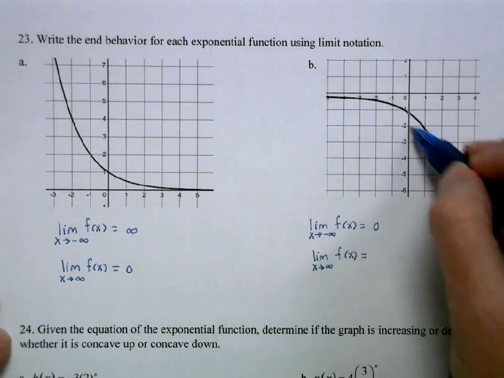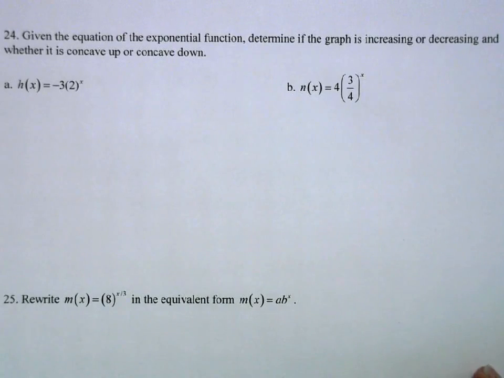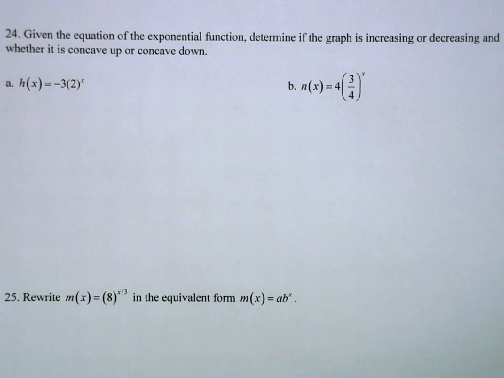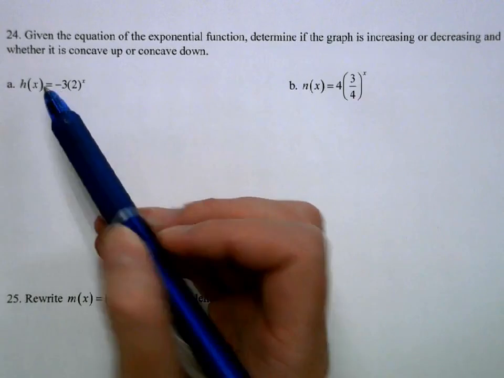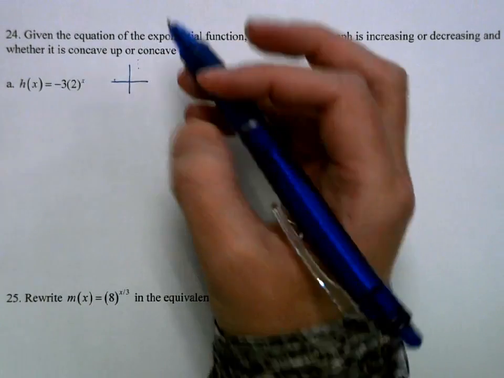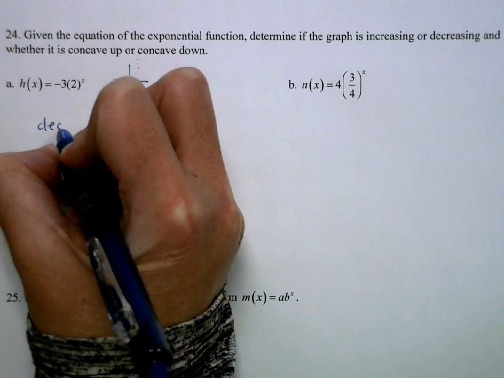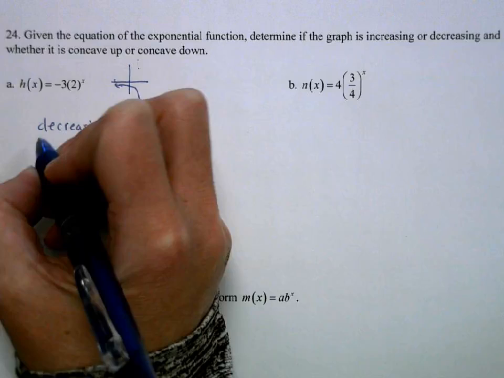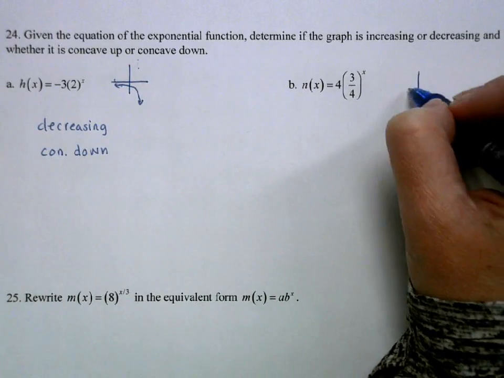Next, we're going to look at if the graph is increasing, decreasing, or concave up and concave down. So we have to use our knowledge of what our exponential functions look like. This one is going to be exponential growth, however, we're reflecting it. So exponential growth would look like this. So it's going to be flipped over and it's going to look like that. So this one is decreasing, concave down. Here, this is just exponential decay, not flipped over, so it is decreasing and concave up.